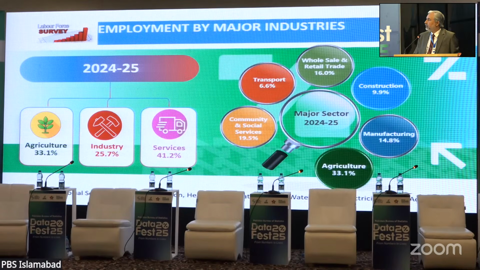Employment by major industries, so these are the major industries: 33% of employment goes to agriculture, 25.7% to industry, and 41.2% to services. The major sectors contributing are community and social services at 19.5%, transport 6.6%, wholesale and retail about 16%, construction 9.9%, manufacturing 14.8%, and agriculture 33.1%. Next.